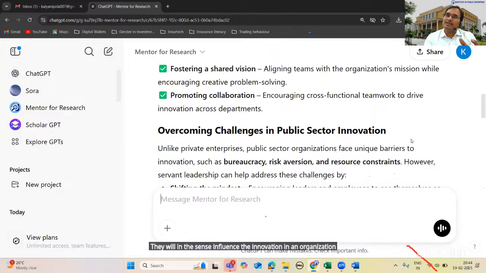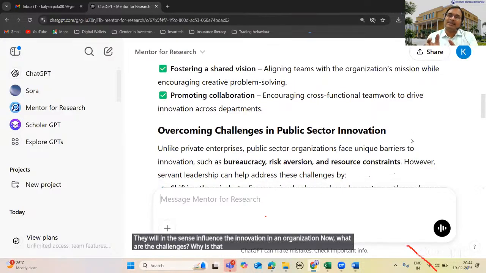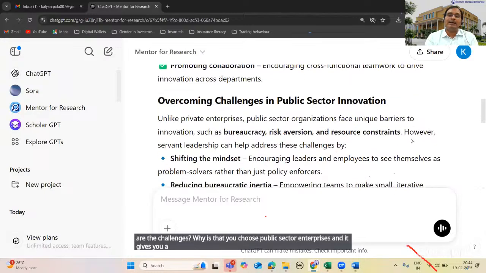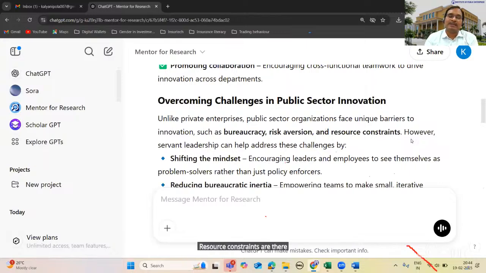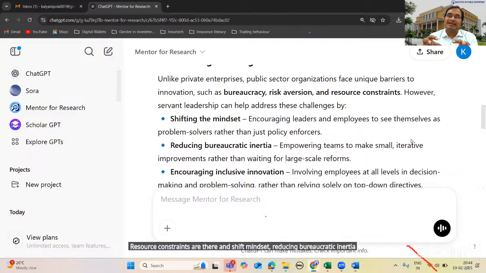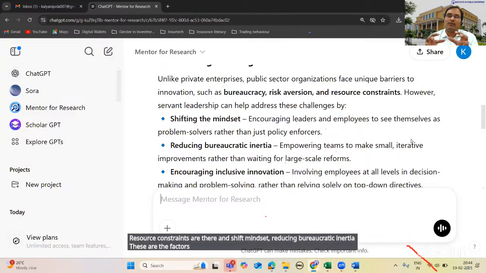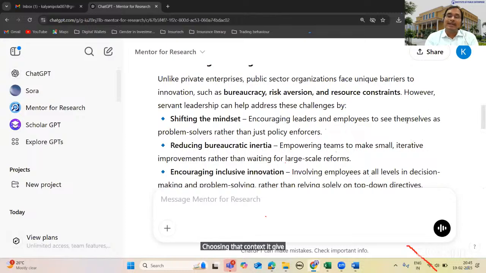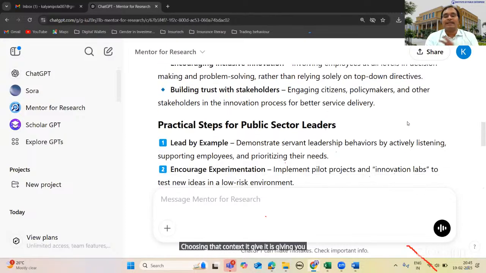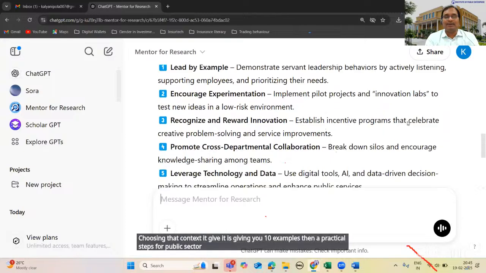Now, what are the challenges? Why did you choose public sector enterprises, and it gives you an explanation. Because in public sector enterprises, there is bureaucracy, risk aversion, resource constraints, and a shift in mindset, reducing bureaucratic inertia. These are the factors which are forcing you to do research in a public sector context, because you have to explain why you choose public sector enterprises as a context. So choosing that context gives you examples. Then there are practical steps for public sector leaders, lead by example, and so forth.